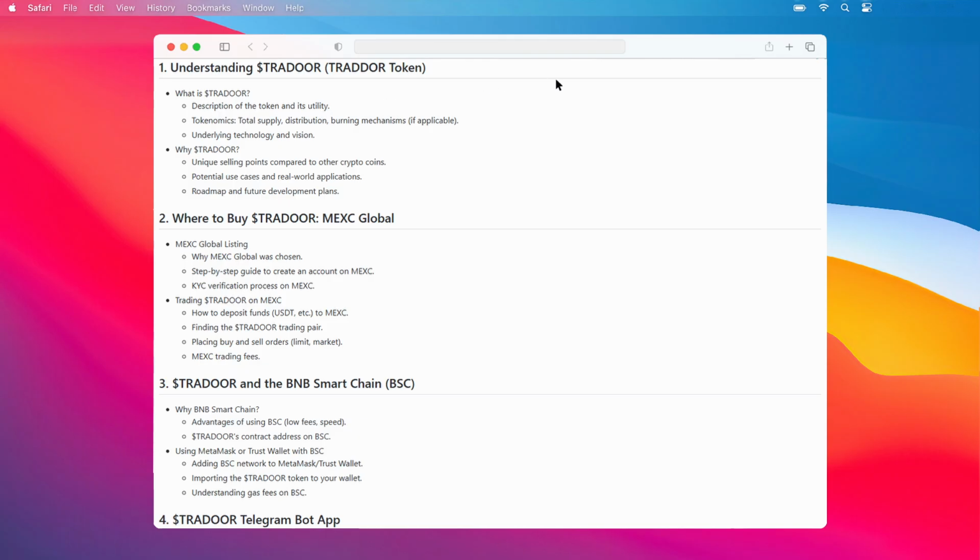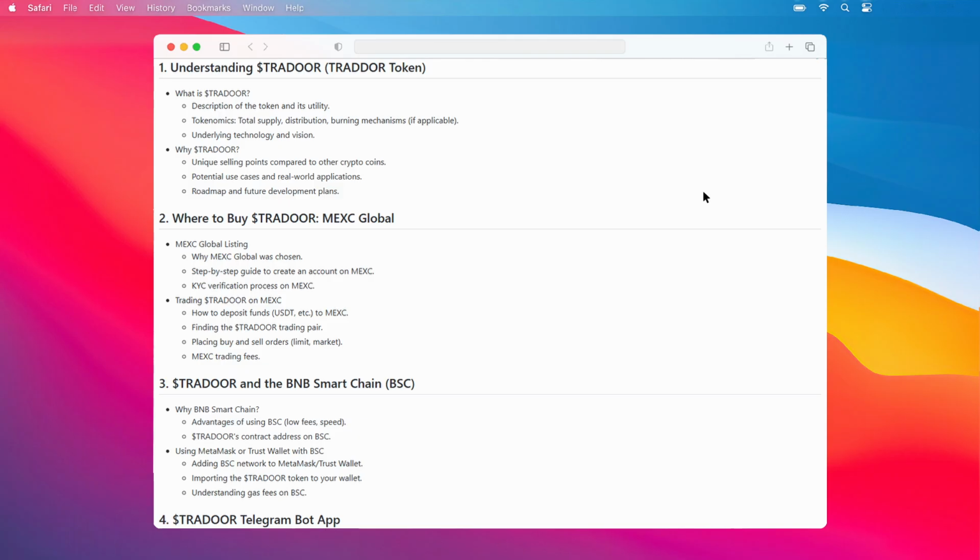Next, we'll explore where you can buy Tradoor, specifically focusing on MEXC Global. We'll cover the reasons behind choosing MEXC Global as a listing platform and provide a step-by-step guide on creating an account, along with navigating the KYC verification process.